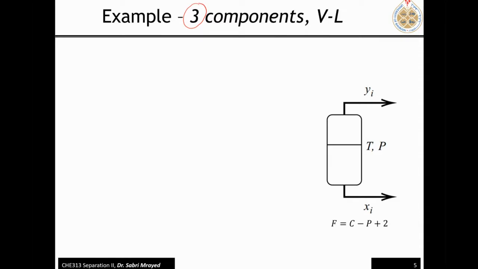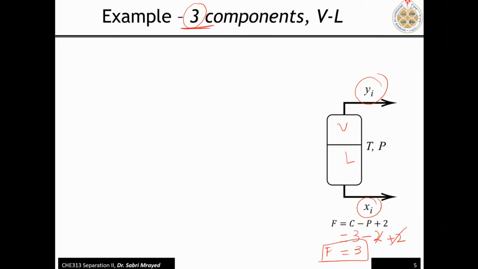Number of components is 3. Yes. So basically, I have 3 components, as I mentioned here. Number of phases is 2, because you have vapor and liquid. So you have 2 phases plus 2. That means you need to specify 3 parameters to be able to get the composition here and composition here. Okay? Cool.